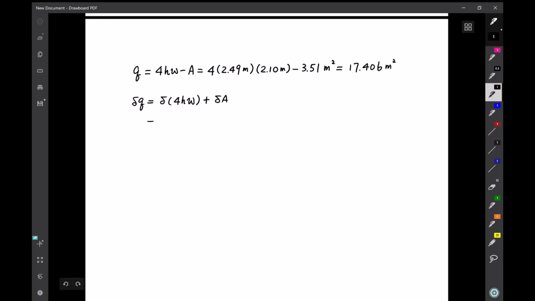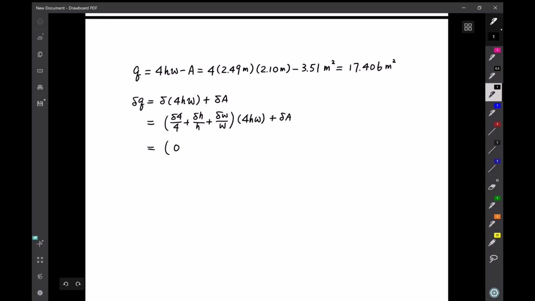And to do that, this will equal delta 4 over 4 plus delta H over H plus delta W over W. That's the relative uncertainty, multiplied by 4HW, which is the value itself. This together is the absolute uncertainty delta 4HW. And now you add delta A. Now we can put in the numbers.